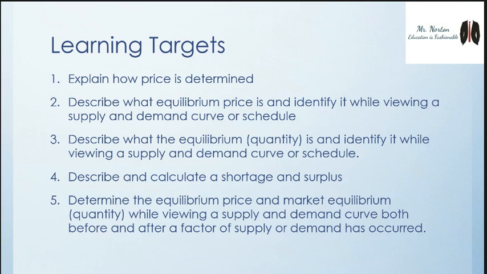Describe and calculate a shortage and a surplus. Also going to have to be able to figure out what a shortage and a surplus is, obviously. Determine the equilibrium price and market equilibrium while viewing a supply and demand curve both before and after a factor of supply or demand has occurred. So when we were talking about our lessons on factors that can change demand and supply, that's where this starts to come back. And if you could do it before, you can do it now, no problems.